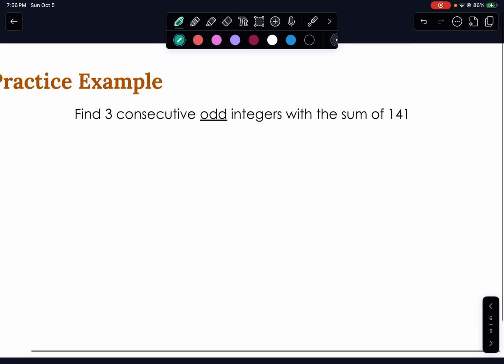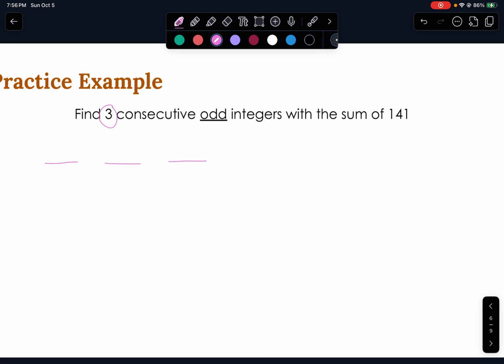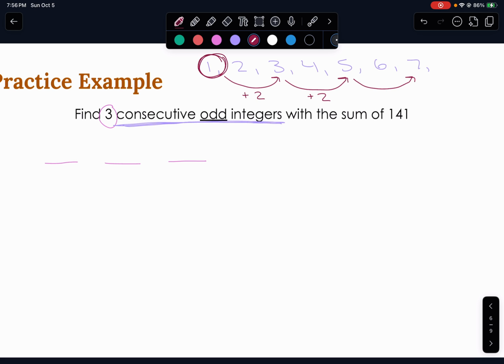All right, in this one, we want 3. So I'm going to draw 3 lines here just for my fill in the blanks. Odd integers. This can be confusing for people, but similarly to the evens, we know on our number line it's 1, 2, 3, 4, 5, 6, 7. So if I pick an odd number to start, let's just say 1, if I want to get to 3, I'm still just adding 2. And if I want to get to 5, I'm still adding 2. So to get to my next odd integer, I am just adding 2.